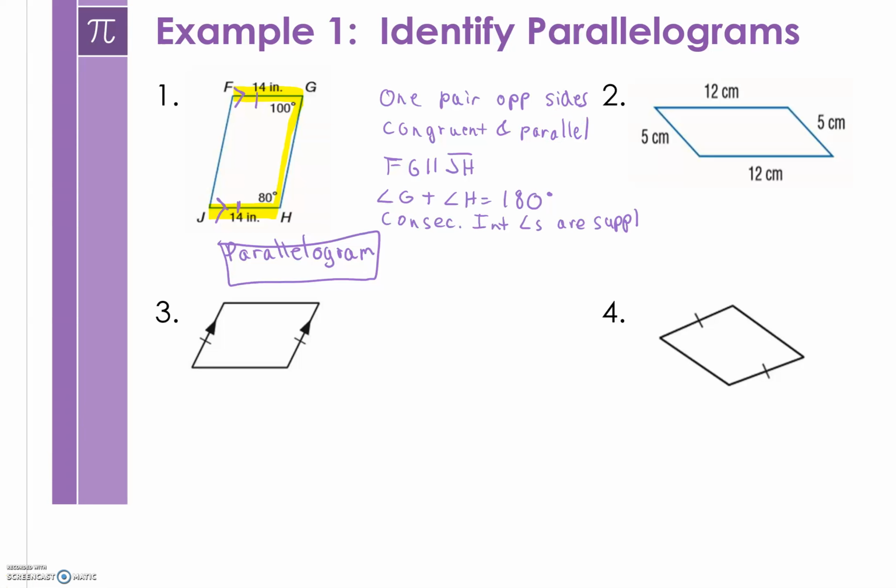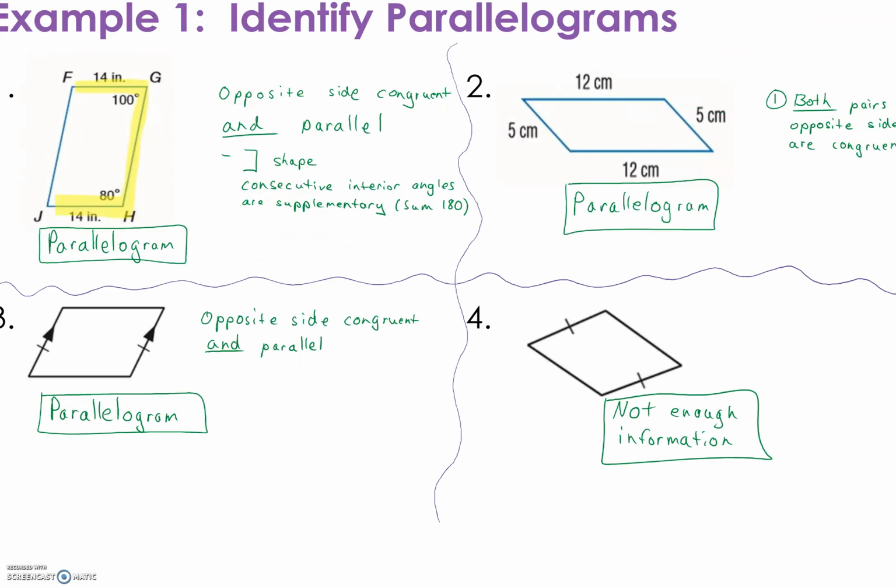Again, you want to pause the video because I am going to the answers now. All right, so looking at our example here, number 2 is a parallelogram, 3 is a parallelogram, but 4 does not have enough information. Just a note on why.